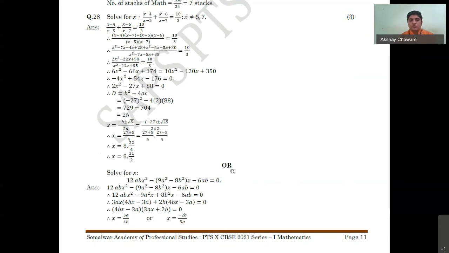Now in the next optional question, a generalized quadratic equation is given: 12abx square minus (9a square minus 8b square) x minus 6ab equal to 0. If we just expand this bracket, minus 9a square x plus 8b square x minus 6ab equal to 0, we will get 2 factors directly, and that is quite an easy sum. So we will get x is equal to 3a upon 4b and x is equal to minus 2b upon 3a. You have to just expand this bracket, you will get the splitting of this middle term, and after grouping you will get the factors here.